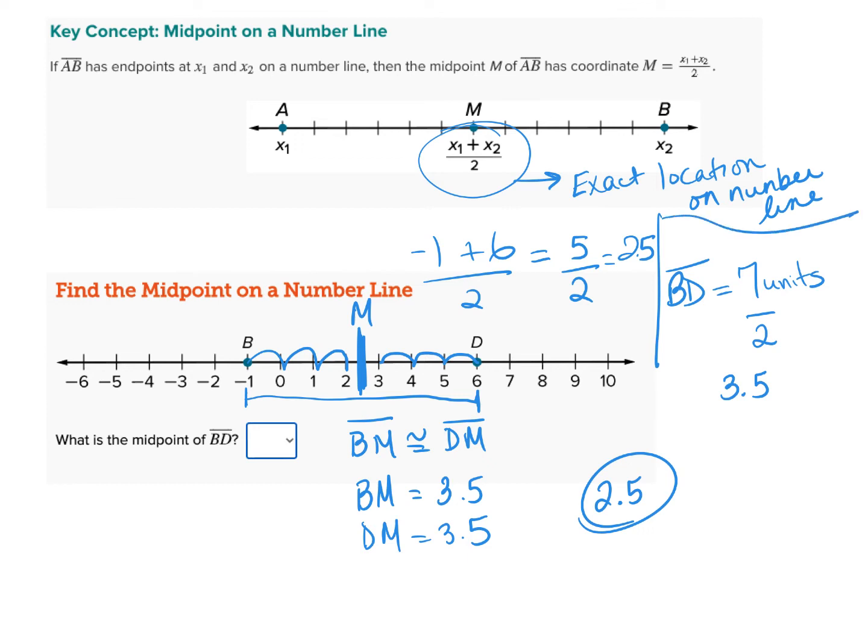Whereas if you were to count, find the length of the units, the length of the line segment BD, and then divide it in half, this tells you the number of units in each congruent part.